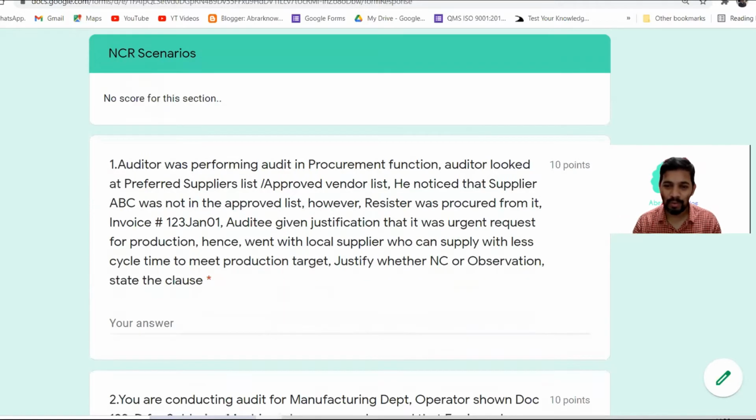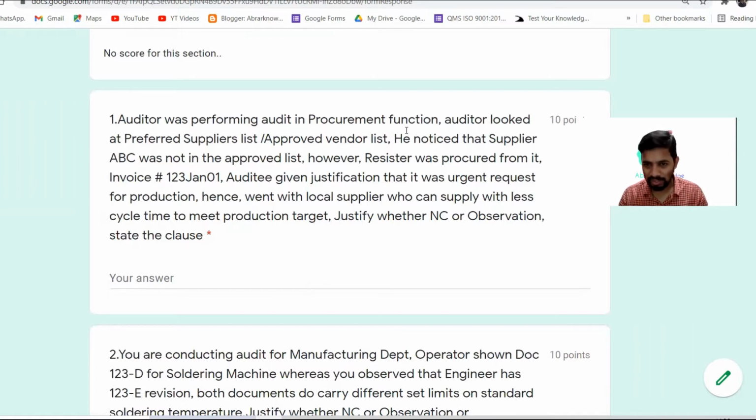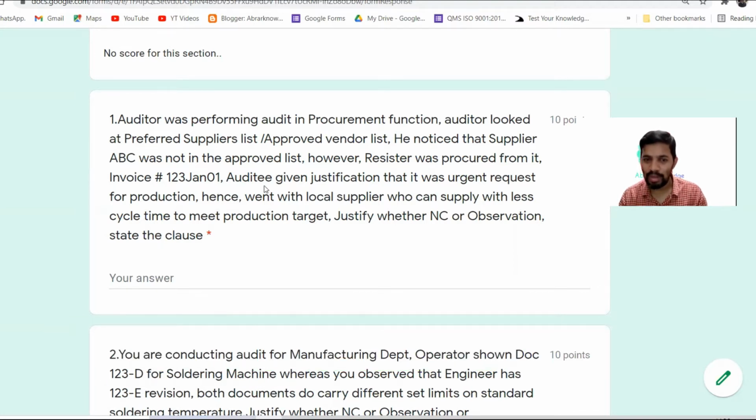So the first question, here we go. An auditor was performing an audit in the procurement function. The auditor looked at the preferred supplier list or approved vendor list. He notices that supplier ABC was not in the approved list. However, a resistor was procured from it, invoice number 123 Jan 01. The auditee gave the justification that it was an urgent request for production, hence they went for a local supplier who can supply with a shorter cycle time to meet the production target. So justify whether NC or observation, and state the class number.